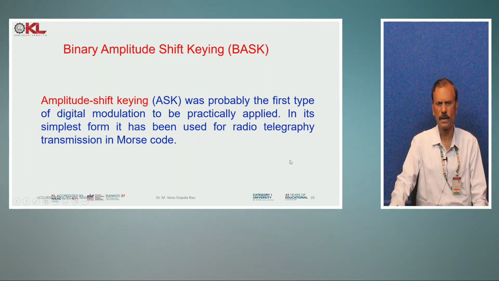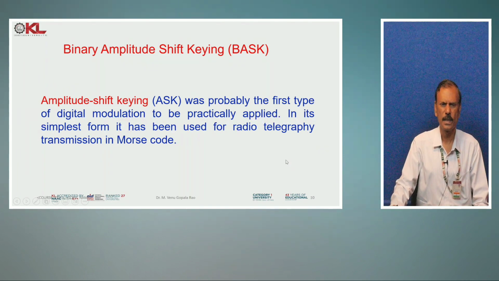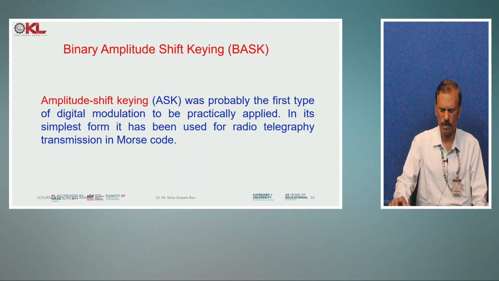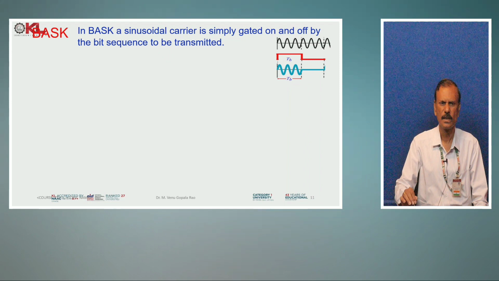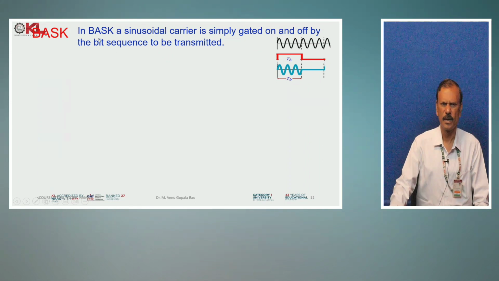Now we are going to the basic digital carrier system, which is the binary amplitude shift keying. Amplitude shift keying, or binary amplitude shift keying, was probably the first type of digital modulation to be practically applied. In its simplest form, it was used for radio telegraphy transmission in Morse code in the earlier days. BASK, generally referred to as binary amplitude shift keying, is a sinusoidal carrier signal simply gated on or off by a bit sequence to be transmitted, as already discussed earlier.